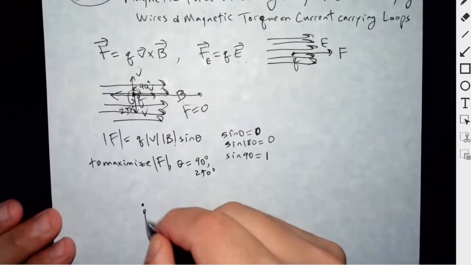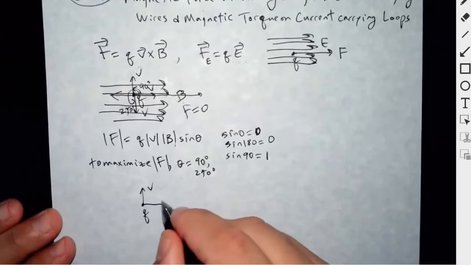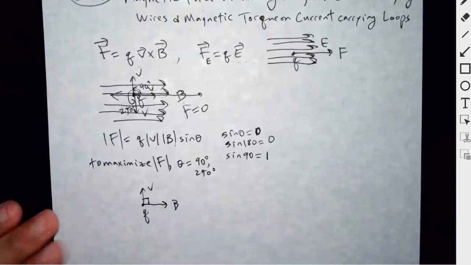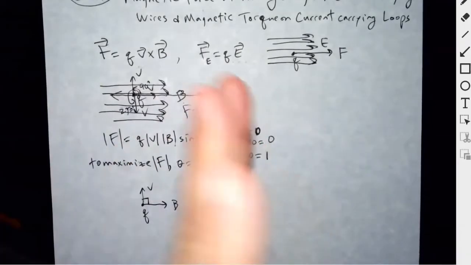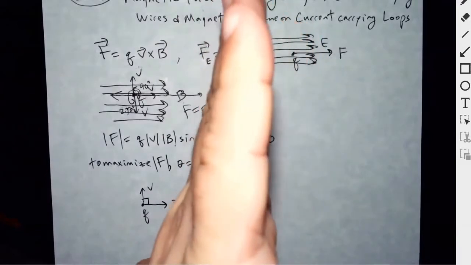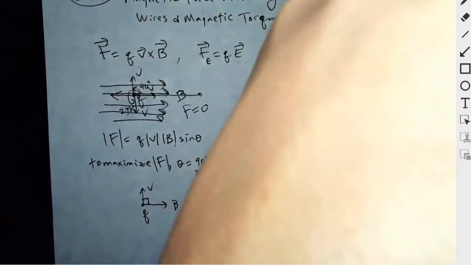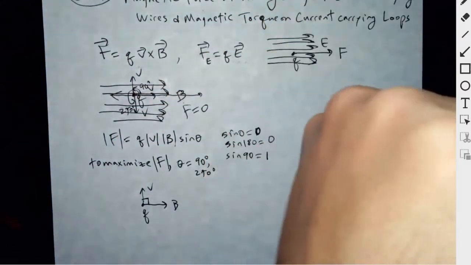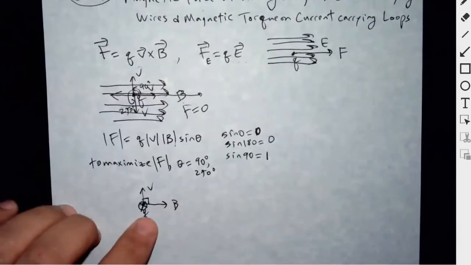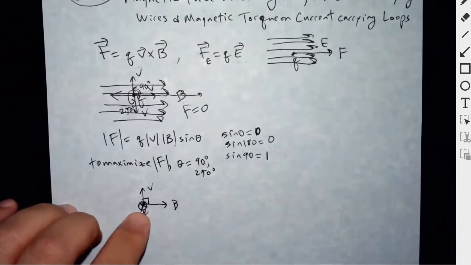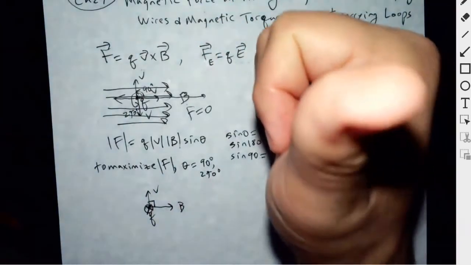So let's see, if this is Q, with V like this and B like that, now take the cross product between V and B. Put your four fingers in the direction of V, then curl them in the direction of B, and your thumb points into the board. V crossed into B is into the board, so the force is into the board. But that's if the charge is positive. If the charge is negative, then you switch that to out of the board.